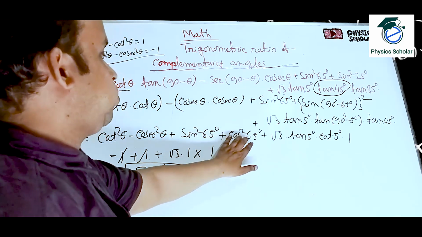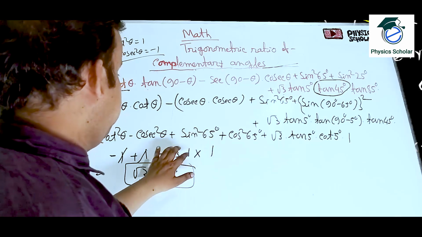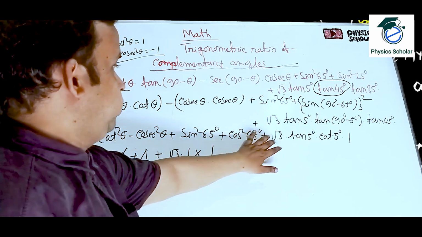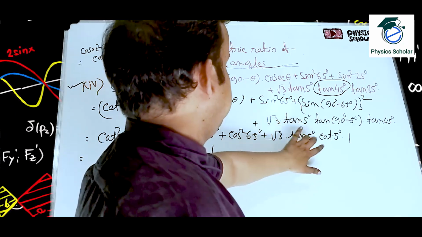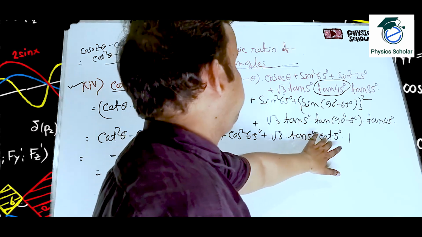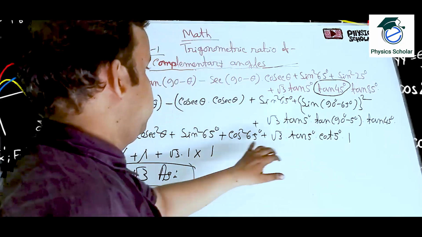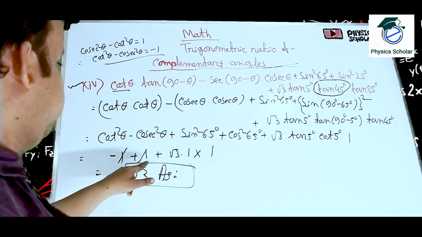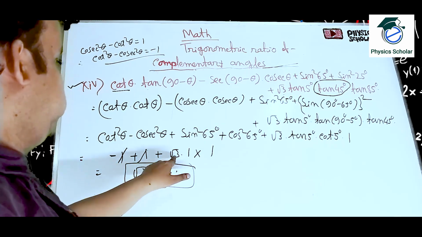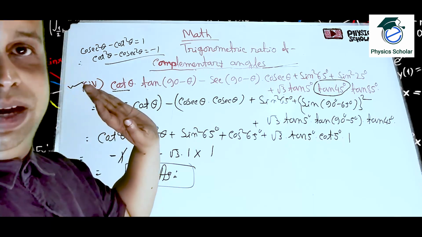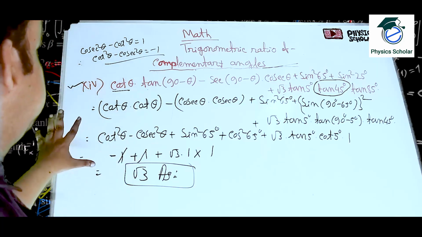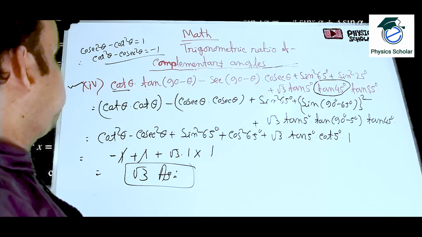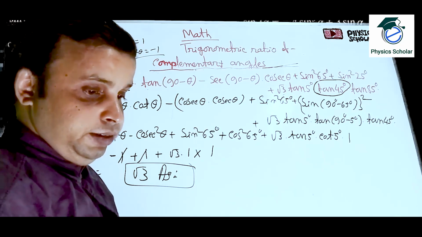sin square 65 plus cos square 65, that means here it is 1, plus root 3 into tan 5 degree into cot 5 degree means 1, clear? Into tan 45 means 1. Clear? So plus 1 minus 1 will be cancelled. So it will be root 3. Root 3 into 1 into 1 means root 3. So this will be your answer. So now let us move to the next sum.